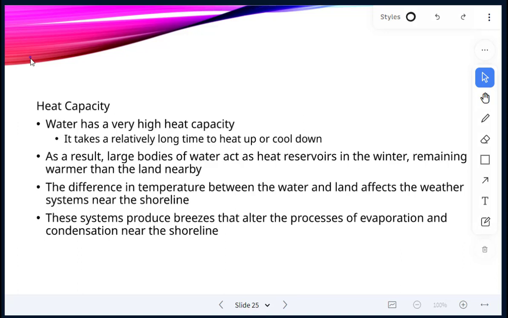Next is heat capacity, which we talked about a little bit in Science 7. Water has a very high heat capacity, which means it takes a relatively long time to heat up or cool down. Because of this, large bodies of water act as heat reservoirs. In the winter, they'll remain warmer than the land nearby. This difference in temperature between the water and land affects the weather systems near the shoreline.